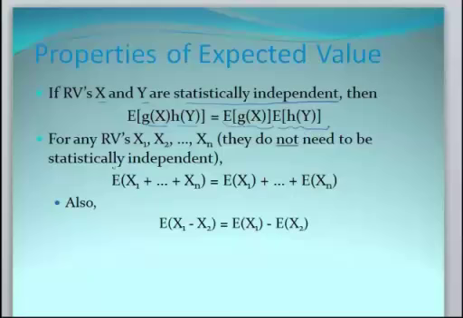Also, for any random variables x1, x2, and so on, they do not need to be statistically independent. If you take the expected values of each of those random variables, you can add them all up individually, so you can either do it inside and then take the expected value, or you can take the expected value of each independently and add them all together. Also, as you might expect, the expected value of the difference of two variables is just the expected value of the first variable minus the expected value of the second variable.